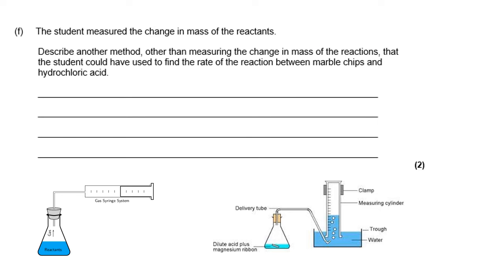For part F, we're told the student measured the change in mass of the reactants. Describe another method other than measuring the change in mass of the reaction that the students could have used to find the rate of reaction between marble chips and hydrochloric acid. So they want you to describe a different way to measure rate of reaction, and there are some picture clues on this slide to help you.